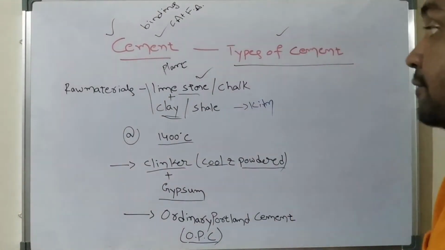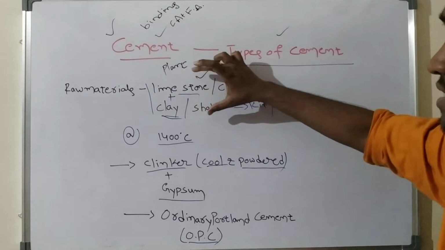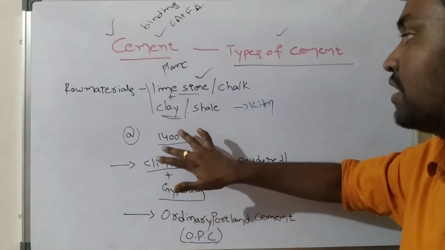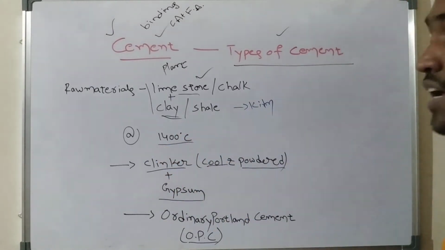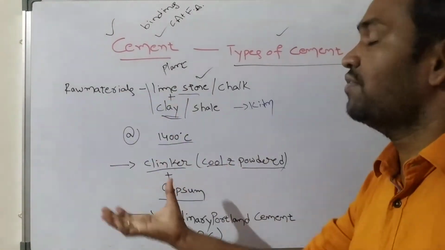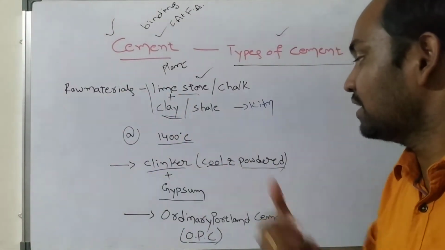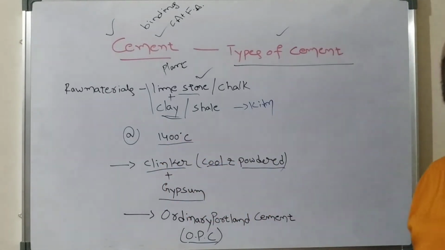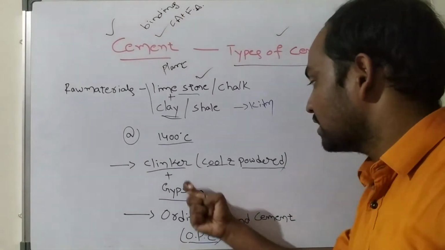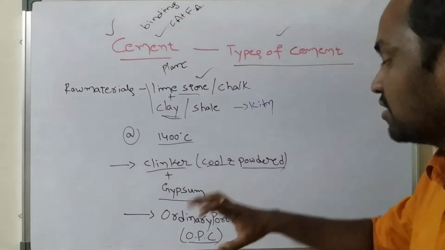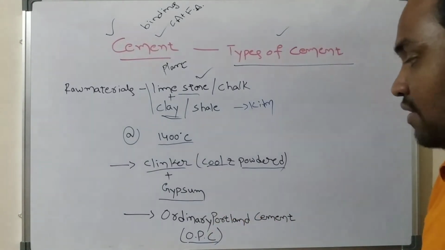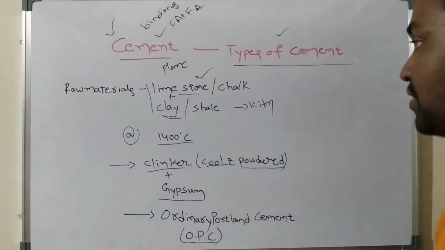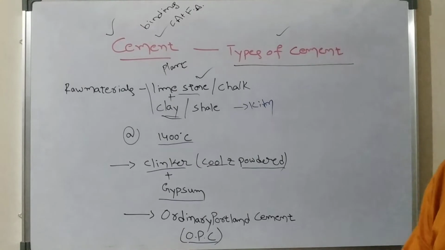It means first of all we need to mix the two raw materials, limestone and clay. After that we send it into a kiln. In that kiln we heat it up to a temperature of 1400 degrees centigrade. At that much heat, the mixture becomes a product called clinker. That clinker is cooled and powdered into finely divided particles. That powdered form of clinker is called cement. To that cement we add 2% of gypsum. After that, the final product is called ordinary Portland cement, or Portland cement, or OPC. Understand or no? This is the process involved in the manufacturing of cement.